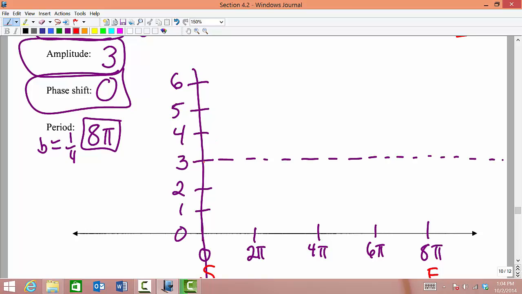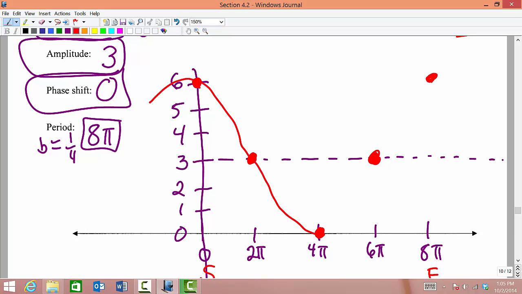So here's the middle of our graph. The cosine function starts at the max. Remember that our amplitude is 3, so we're going up 3 from the middle of the graph to start with. At the next point, 2 pi, we come down to the middle. At 4 pi, we're down to the minimum. We're going to go down 1, 2, 3 units from the middle, and that puts us right there on the x-axis. At 6 pi, we are back to the middle of our graph, and then at 8 pi, we are back up to the maximum.